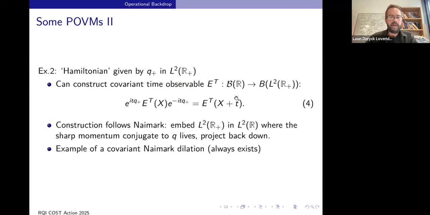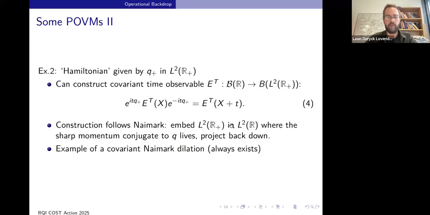Another good example, and we'll come back to this one. You take a Hamiltonian, any old Hamiltonian actually, but let's take a specific one, which is multiplication by the coordinate in L2 of R plus. So we just take the position operator, if you like, on the positive half line. And you say, well, is there a self-adjoint operator conjugate to that? Certainly not, because of Pauli's theorem. But there is a time observable, i.e. a POVM, with values in the bounded operators on the correct Hilbert space, that transforms covariantly under time translation.